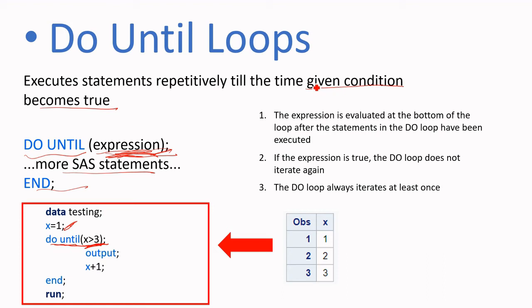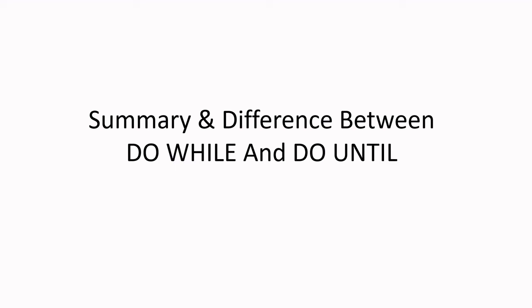This is what its definition wanted to say: till the time the given condition becomes true. So till the time x becomes greater than 3, it will keep on executing. It will start from x equals 1, and keep on executing until x becomes greater than 3. Now we will see the summary and difference between do while and do until loops, so that we could have a very clear understanding about these two types of loops. So let's have a look one by one.